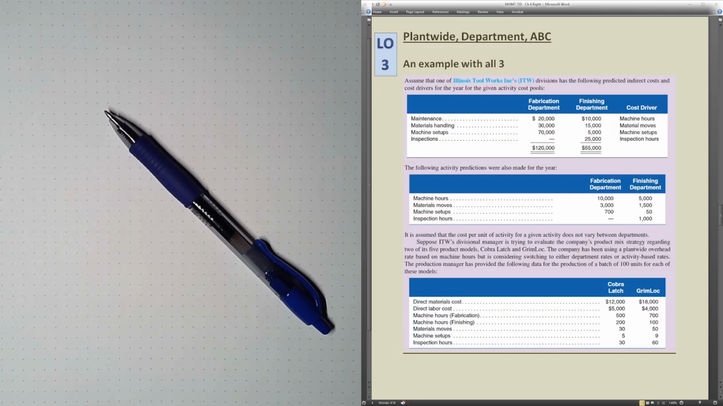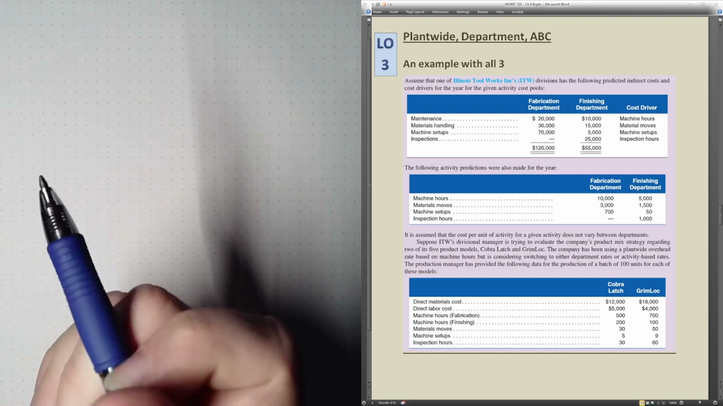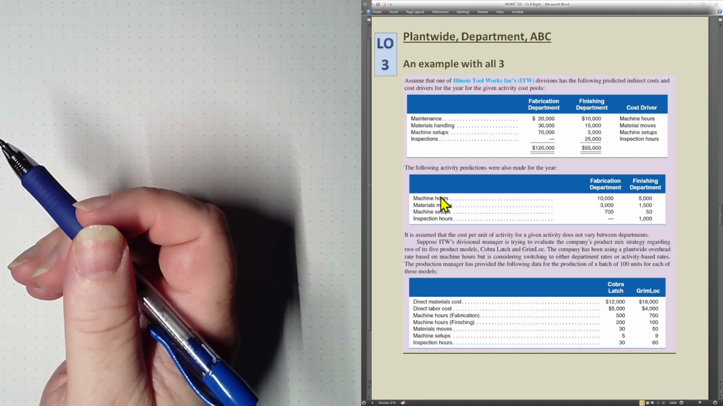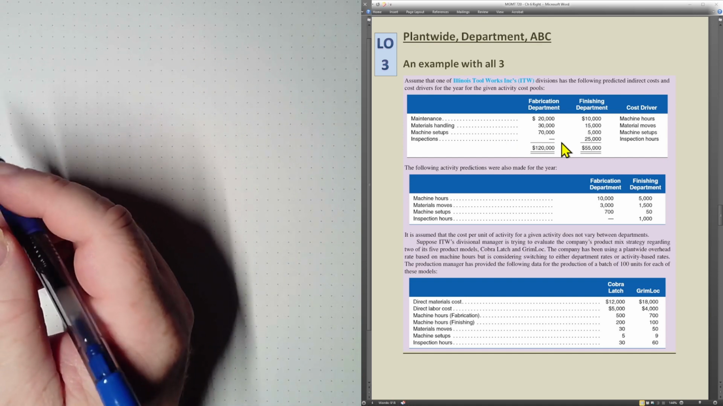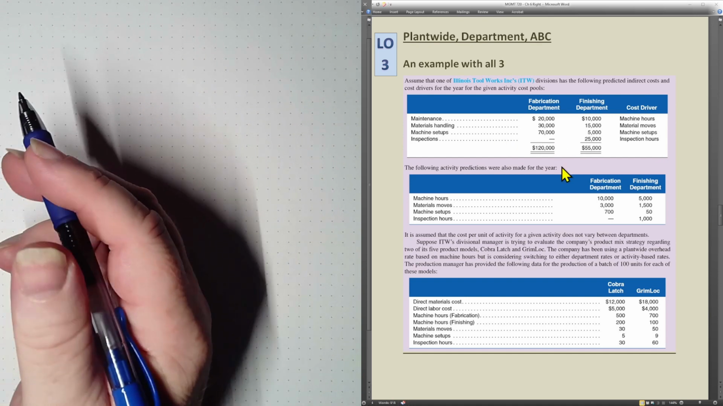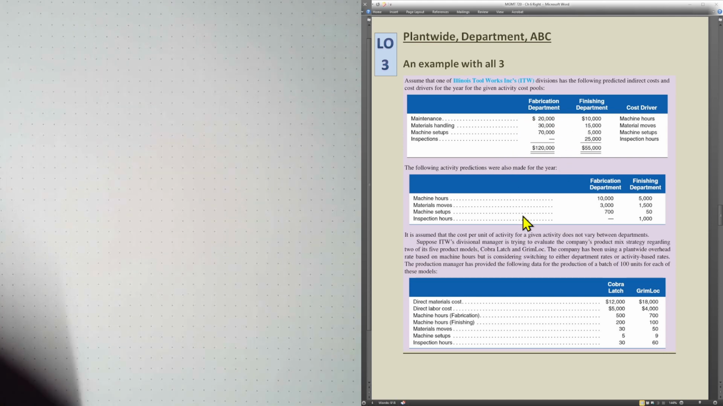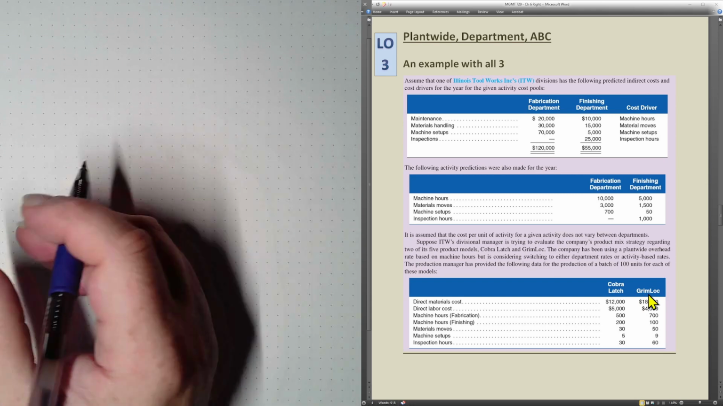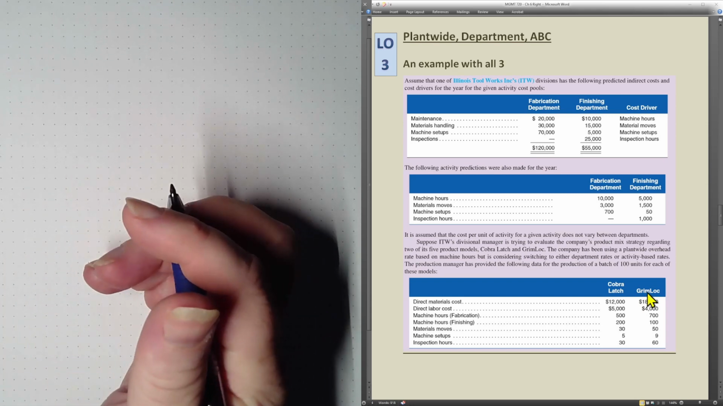Let's take a look now at an example. This example is from the book, and the answers are in the book, but they don't show you how to work the answers. So I'm going to work them all out for you. Here we've got a bunch of information, and the idea is that we want to figure out the costs for these 2 products, Cobra Latch and Grimlock. I don't know what they're doing. Maybe they're locks.